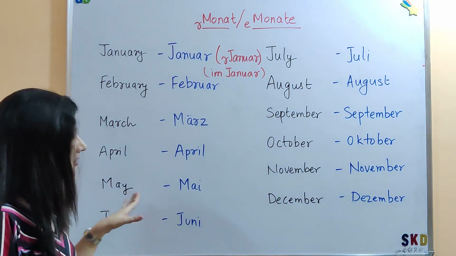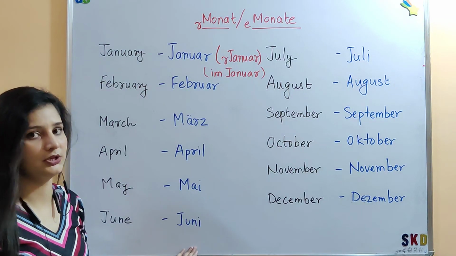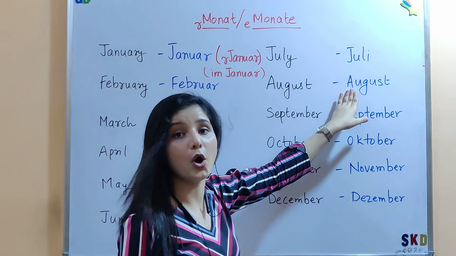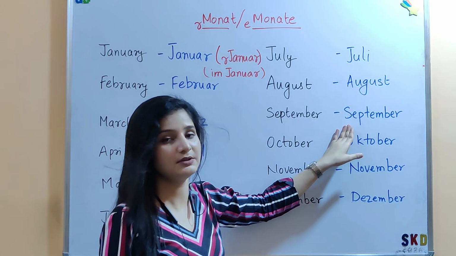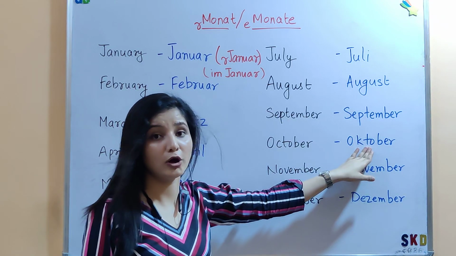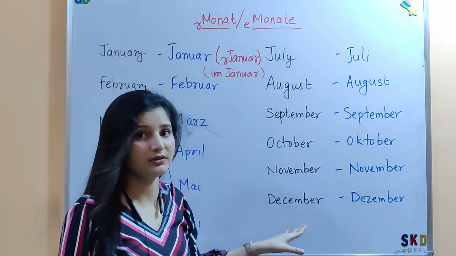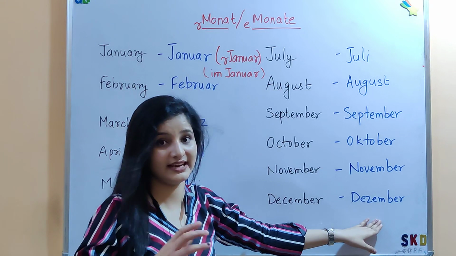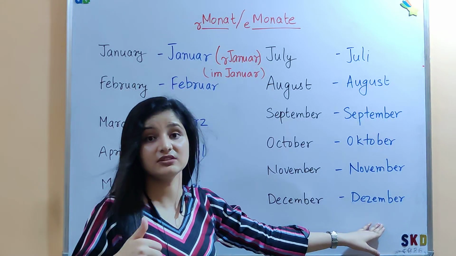April. May, Mai. June, Juni. July, Juli. August. September, Z, September. October. November. December. Again Z, that is Z of English, Z of German. Z will be giving a mixed sound of TS. So it will be Dezember.